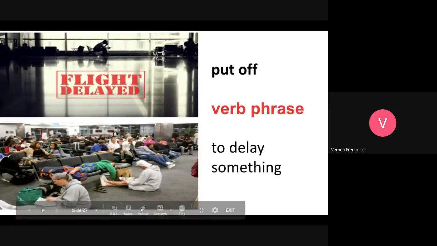Next slide. Next slide, verb phrase, to put off. Okay, to put off, to delay something. To put off is also to delay something, yeah? It means to delay something. It's a verb phrase. If you can see the picture, the flight is delayed. There are no flights. The flights are put off. Maybe it's bad weather, so the planes cannot fly. So the flights are delayed. Yeah. Okay.